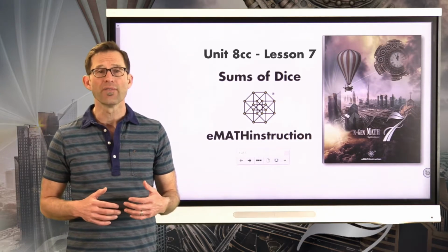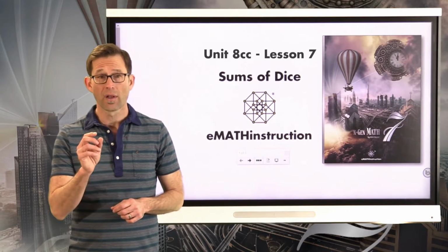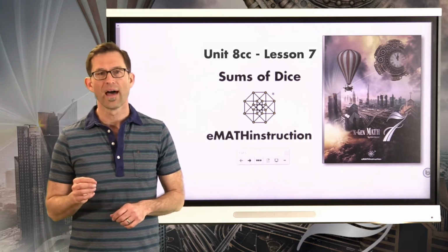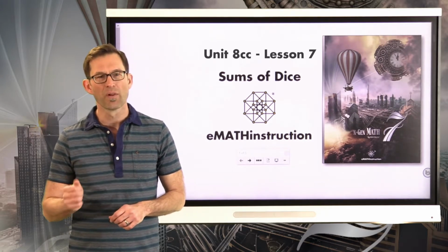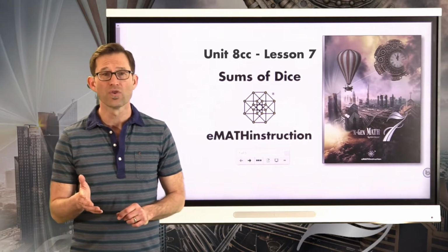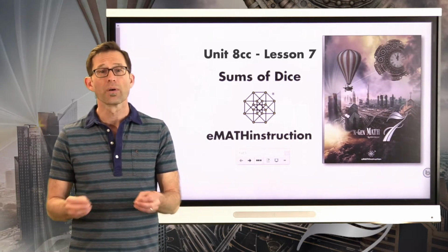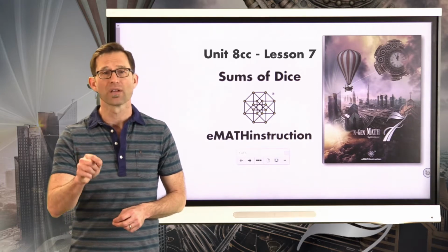Now this is really a lesson where you're going to want to have a couple of dice if you have them. If you don't have them, we do have a random number table that will allow you to simulate this without dice, but it's really nice to have a couple of them to roll and see what happens. The whole point is we're going to be rolling two dice, looking at the numbers that show up on them, and then adding them together and thinking about the probability that we get a particular sum.